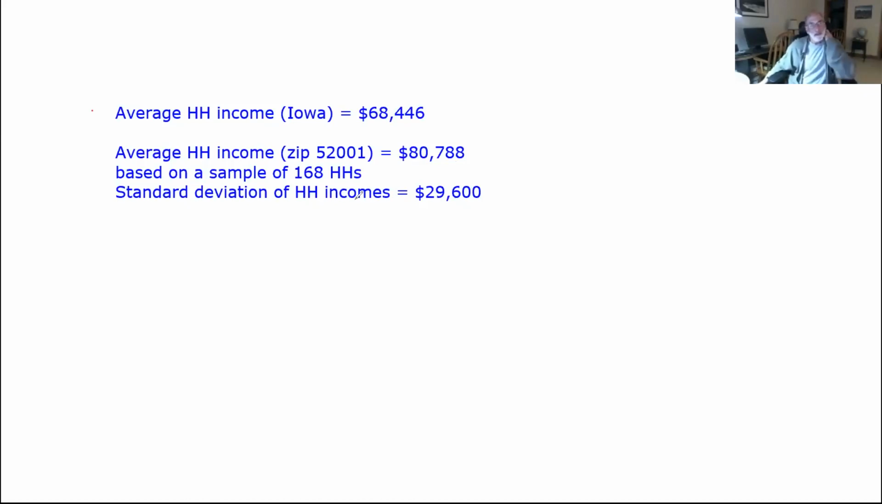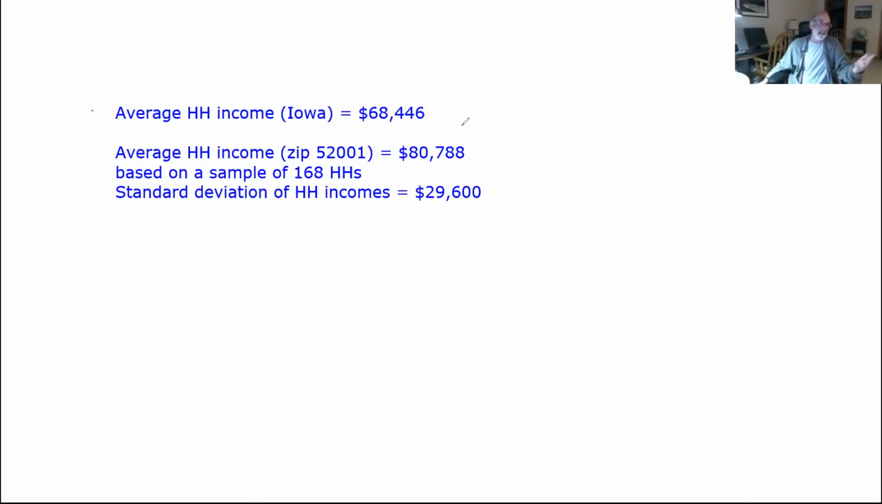So the basic question of statistical inference is, from this information, what can we actually say about zip code 52001? We have a point estimate. If we had to give a single number, the only number we have is 80,788. But can we say more about the range of incomes that might be plausible for zip code 52001 from this information? And maybe more to the point, can we, with some reasonable degree of assurance, say that 52001 has above average income for the state?